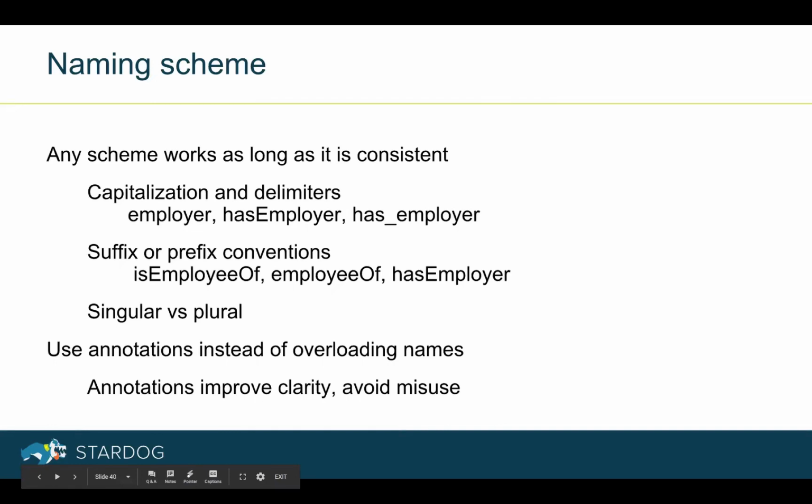And then your singular versus plural nouns and verbs. Again, any of these things works, but being consistent is key. You don't want something in your data like A employee B and then B has employer A. It just breeds confusion. Annotations are great to use too, instead of overloading names. RDFS label and RDFS comment are your friends here, as they help to improve clarity and avoid misuse.